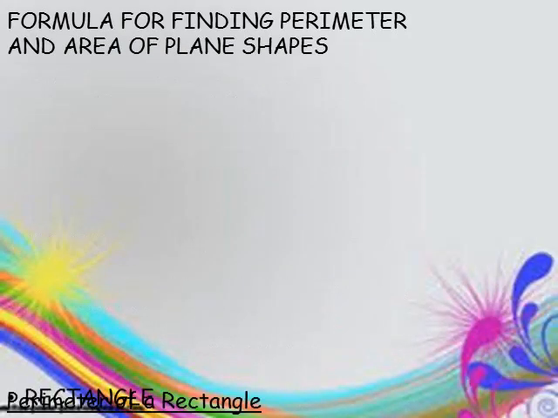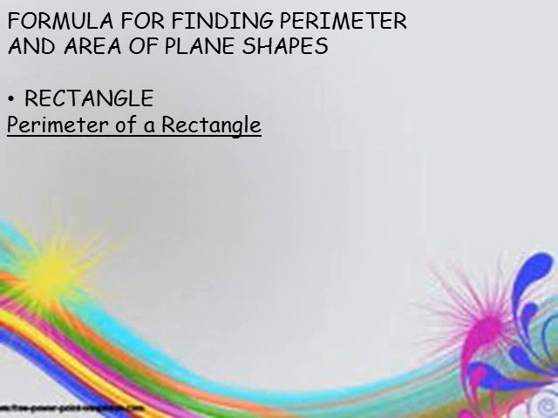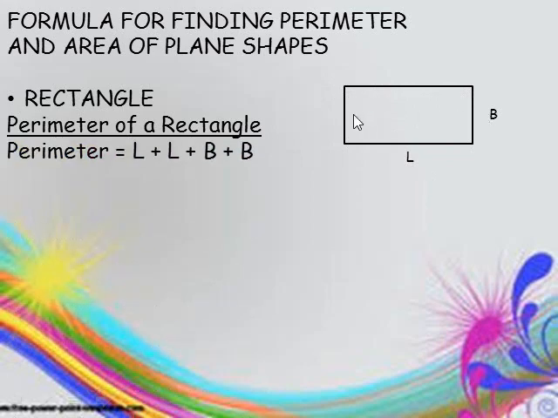Formula for finding perimeter and area of plane shapes. For rectangle, you can see a rectangle has the longer side here is a length. This longer side is also the length. Then the shorter side is the breadth. This is also the what? Breadth. So we have length plus breadth plus breadth. It has two lengths, isn't it? Which is 2 lengths plus 2 breadth. Which is 2 into brackets length plus breadth.